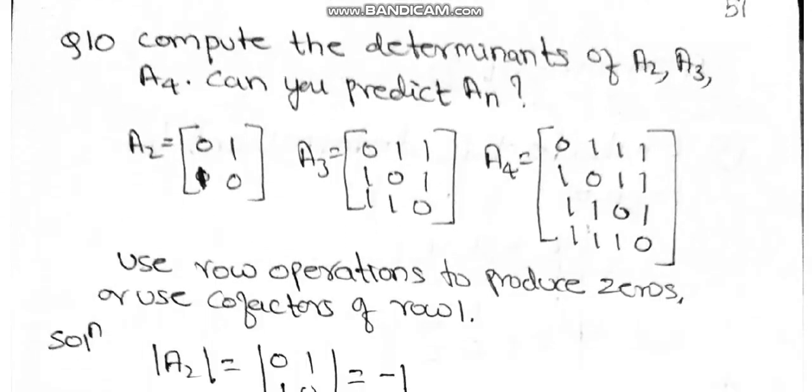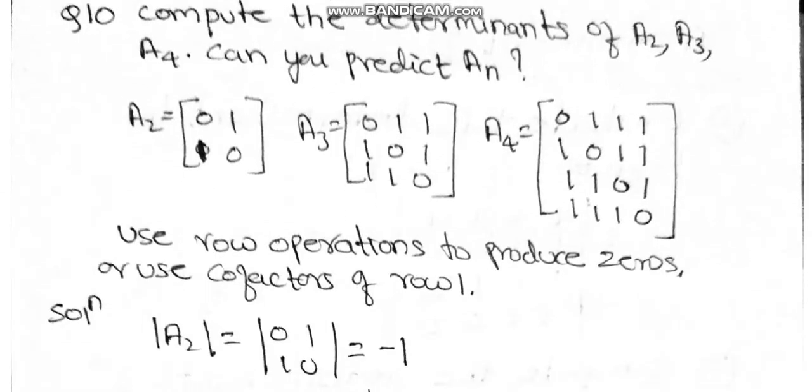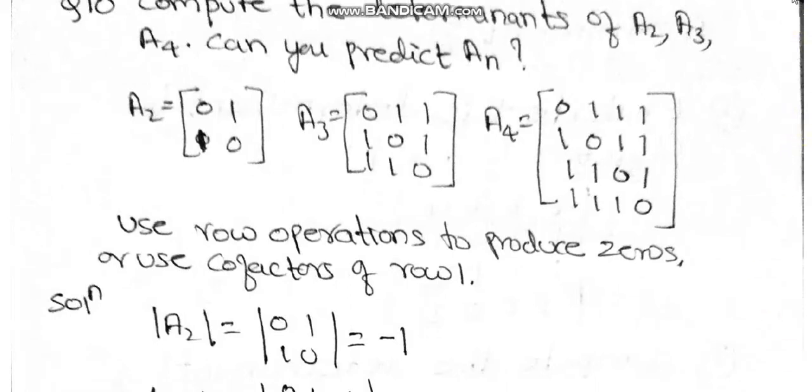So next is compute the determinants of A2, A3 and A4. Can you predict An? See the pattern of the matrix. You can see the diagonal element is 0, and all other elements are equal to 1. So use row operations to produce zeros, or use cofactors of row 1. So you have to find out the determinant of An. The matrix you can write down, but in the prediction, what you have to predict is the determinant of An.